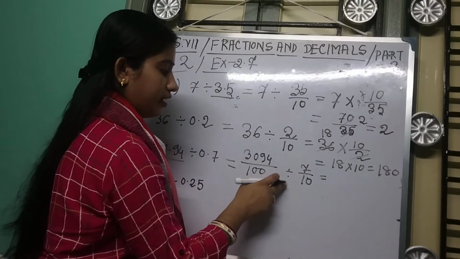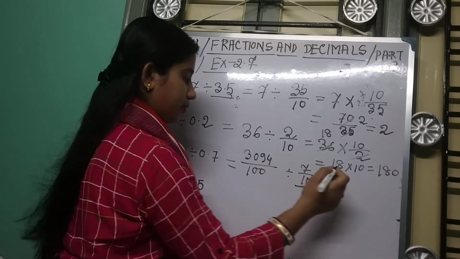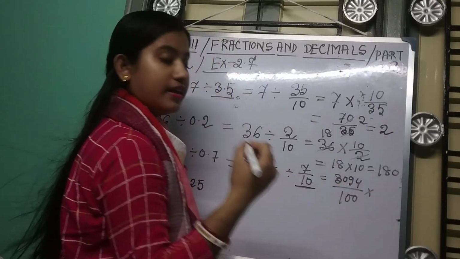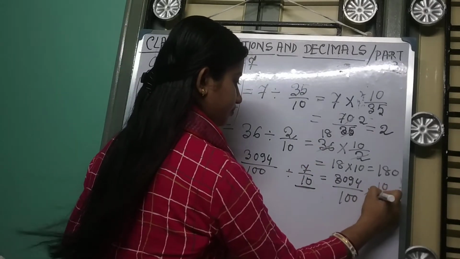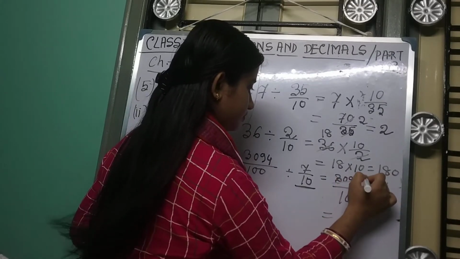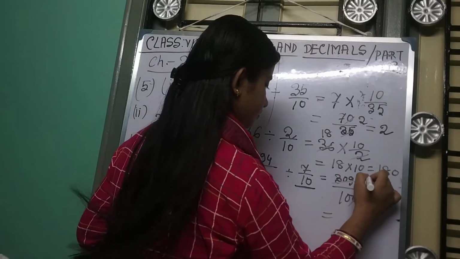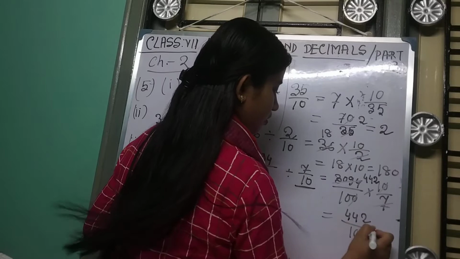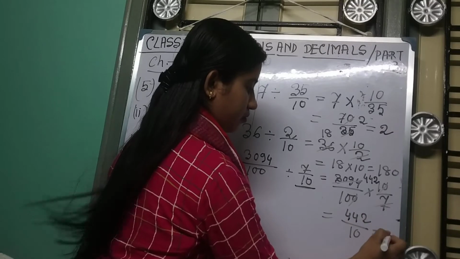And in the next step we write this sign as multiplication and write the reciprocal of this number. So 3094 by 100 into, the reciprocal of 7 by 10 is the opposite of it, that means 10 by 7. So you get 442 by 10. 442 by 10 means 44.2.